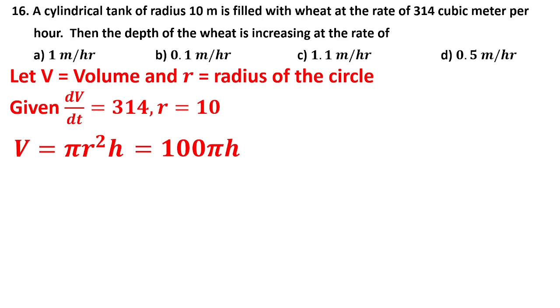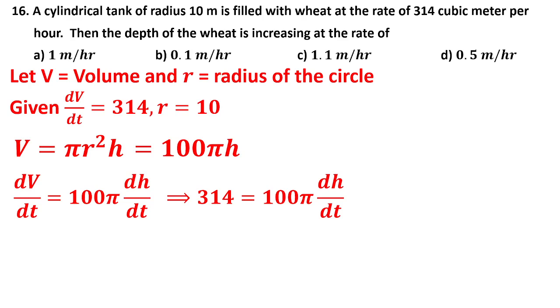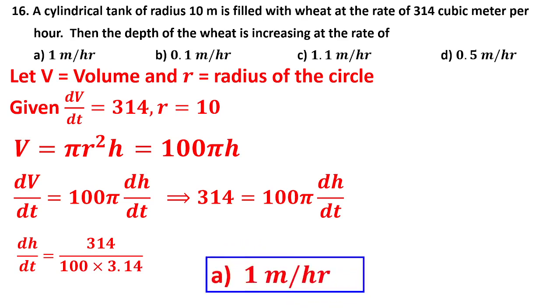Therefore, it is 100 pi h, because we know the value of R here. R is given to you. Therefore, I am substituting R, because radius is given. Radius is fixed. Now let us differentiate both sides with respect to t, and I am getting 314 is equal to 100 pi into dh by dt. What is dh by dt now? It is 314 divided by 100 into 3.14, and by taking pi as 3.14, therefore it is 1 meter per hour.